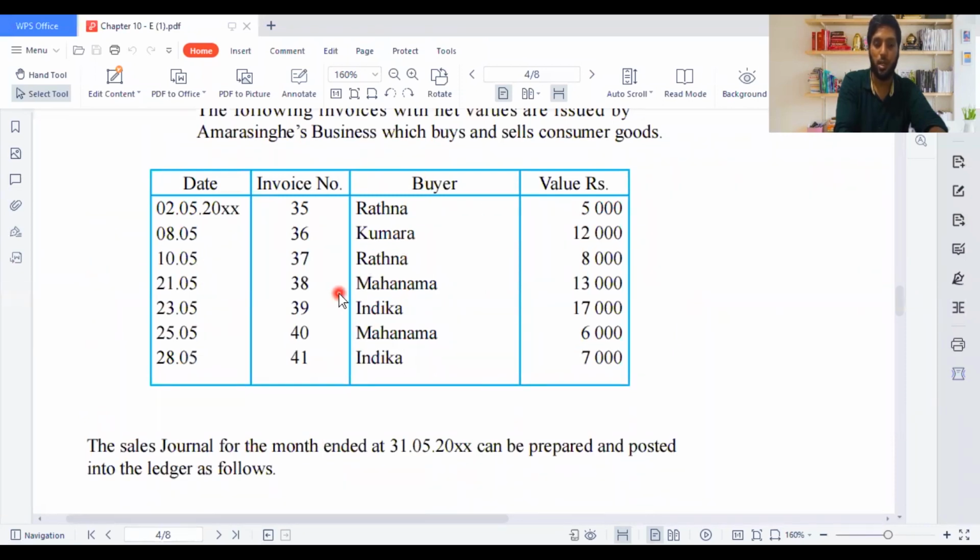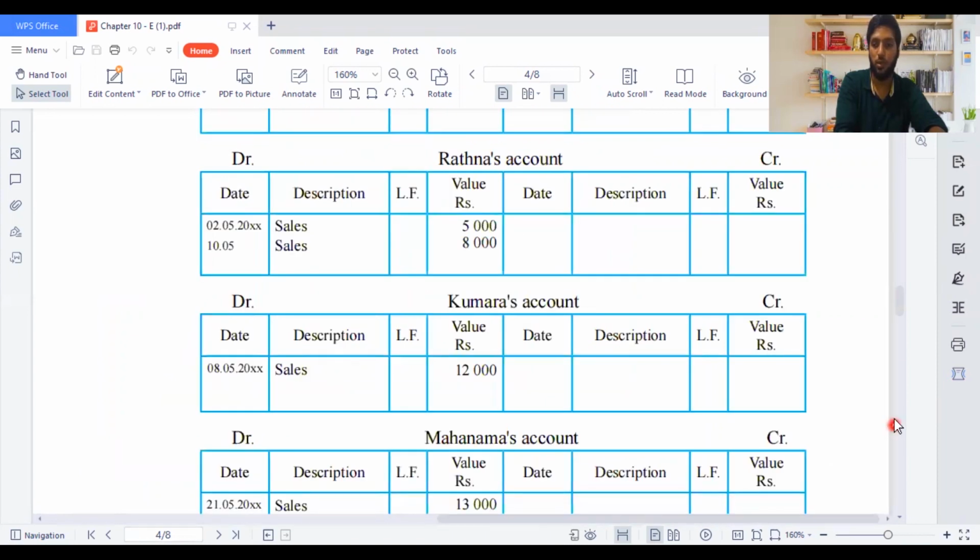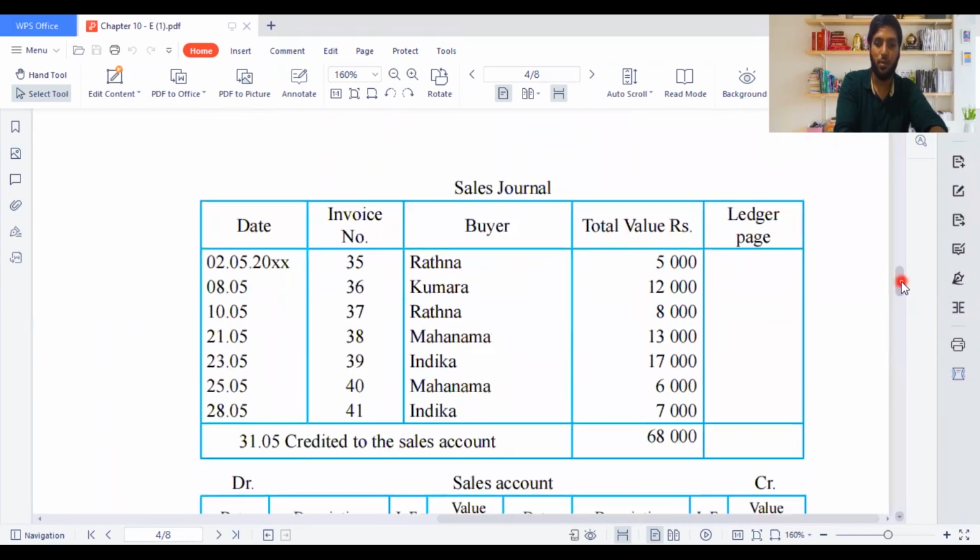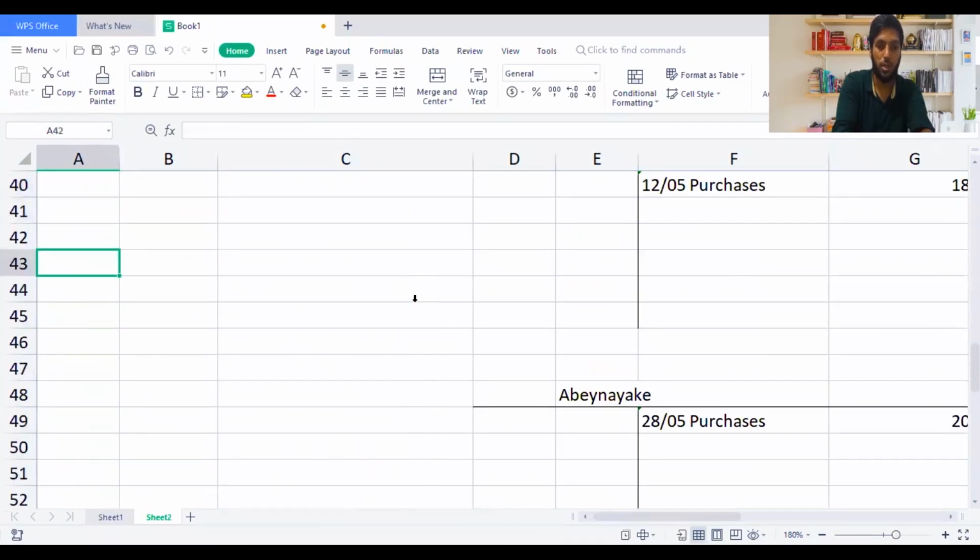Here there are a few accounts given: date, invoice number, buyer, value. So I'm going to take the same format which they have given. You guys can see the format. They didn't say customer, they said buyer. But in the exam and in examples, we are not going to say buyer, we are going to say customer. So I'm going to move on to the sum and just record the values which are there. The same way, I want you guys to start doing with me.